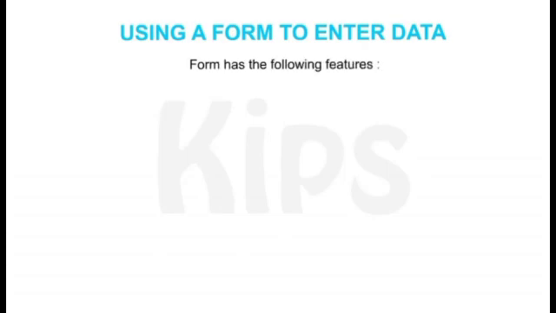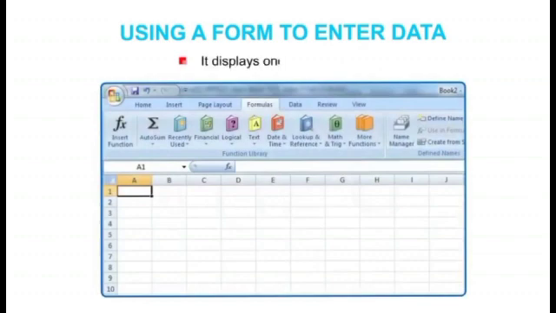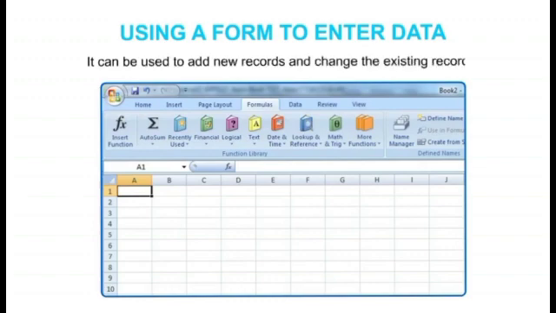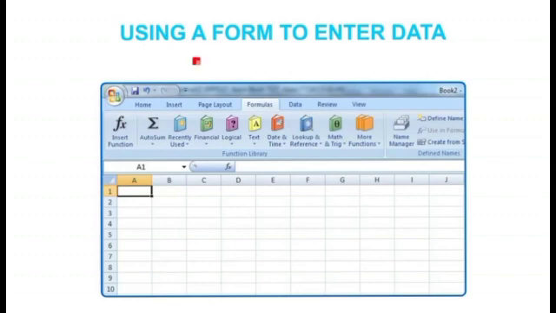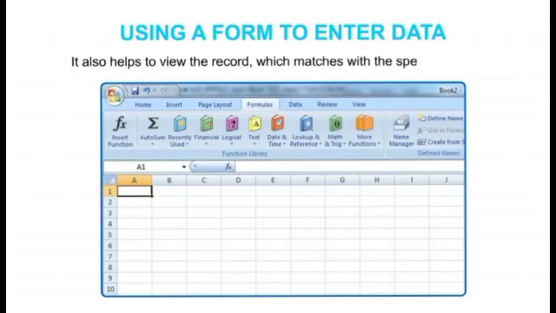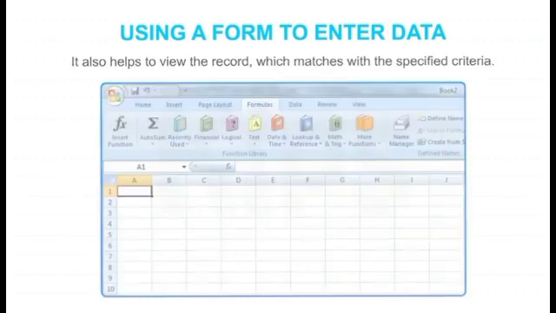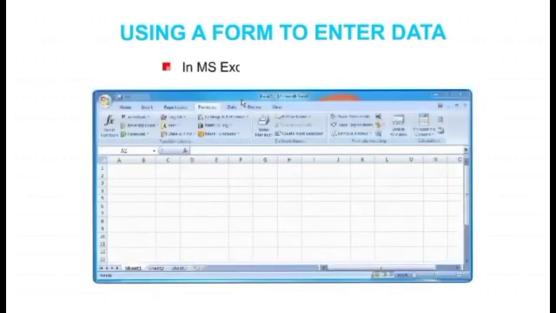A form has the following features. It displays one record at a time. It can be used to add a new record and change the existing records. Any record can be deleted. It also helps to view the records which match the specified criteria.